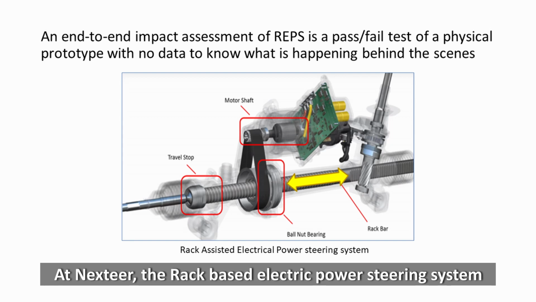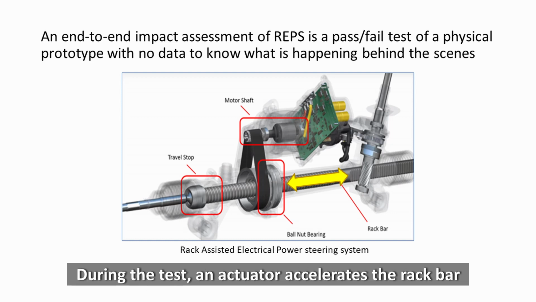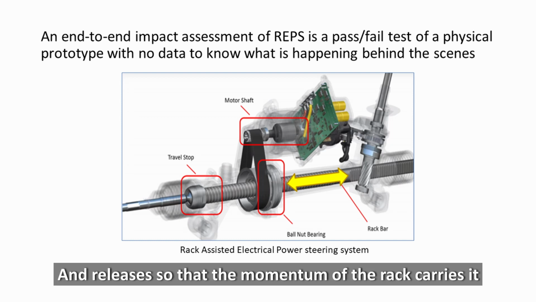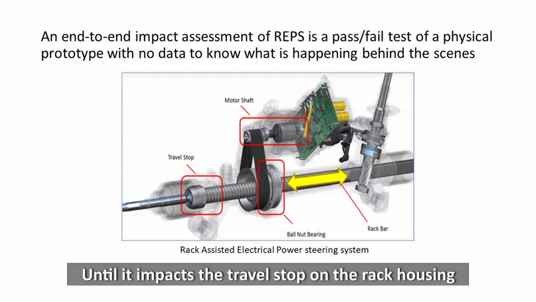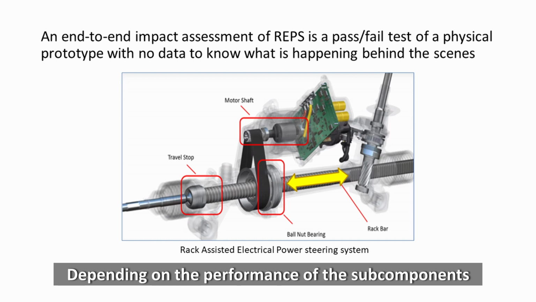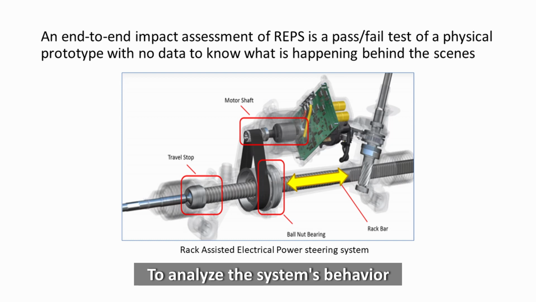At Nexteer, the rack-based electric power steering system, also known as REPS, is tested physically in an end-to-end impact test. During the test, an actuator accelerates the rack bar up to a certain velocity and releases so that the momentum of the rack carries it until it impacts the travel stop on the rack housing. These tests are pass-fail depending on the performance of the subcomponents, and data is not collected, which makes it challenging to analyze the system's behavior.